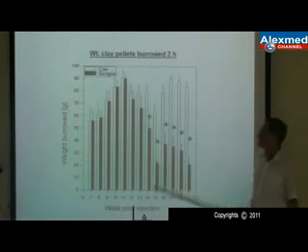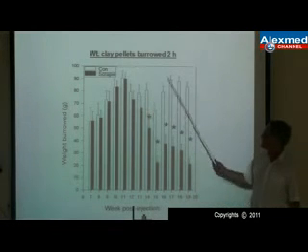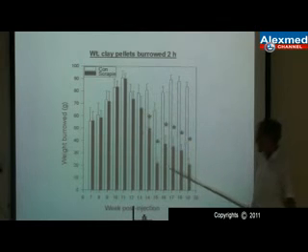And this is another experiment with the error bars on. You can see that all these are highly significant.